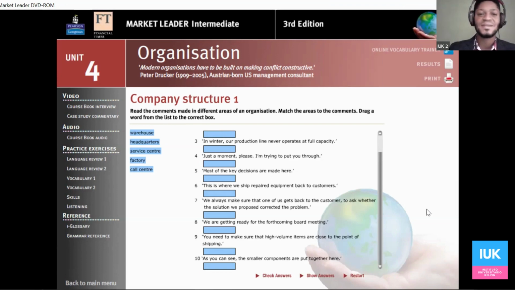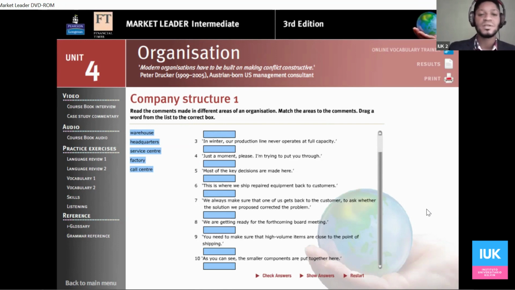And 8, we are getting ready for the forthcoming board meeting. Is it the headquarters or the service center? Where would a board meeting be held? Sounds like where important decisions are made, doesn't it?